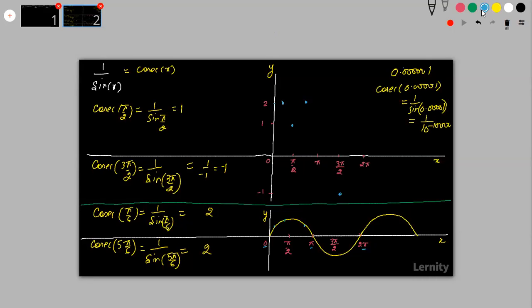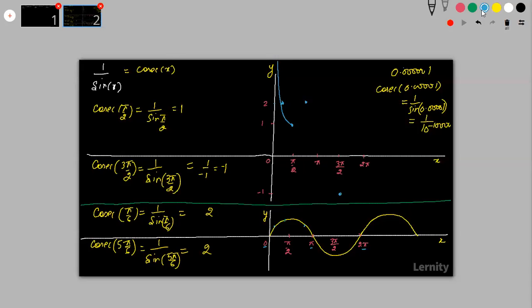the value of cosec x will keep on increasing. Basically the minimum value of cosec x is 1, and because sine x is less than 1, the whole thing will keep on increasing. It will approach infinity near 0, but it will never touch 0, because 1 by 0 is undefined. So that is why this graph will approach infinity but not touch this line.